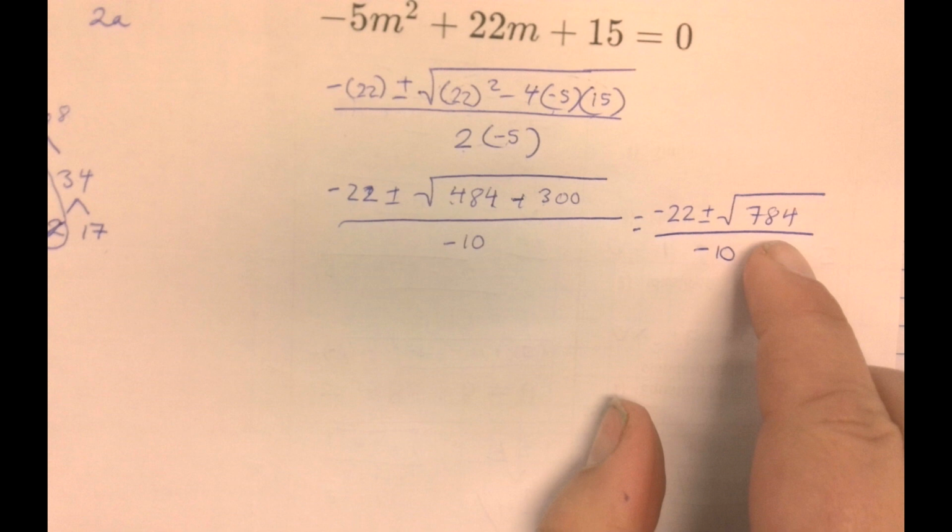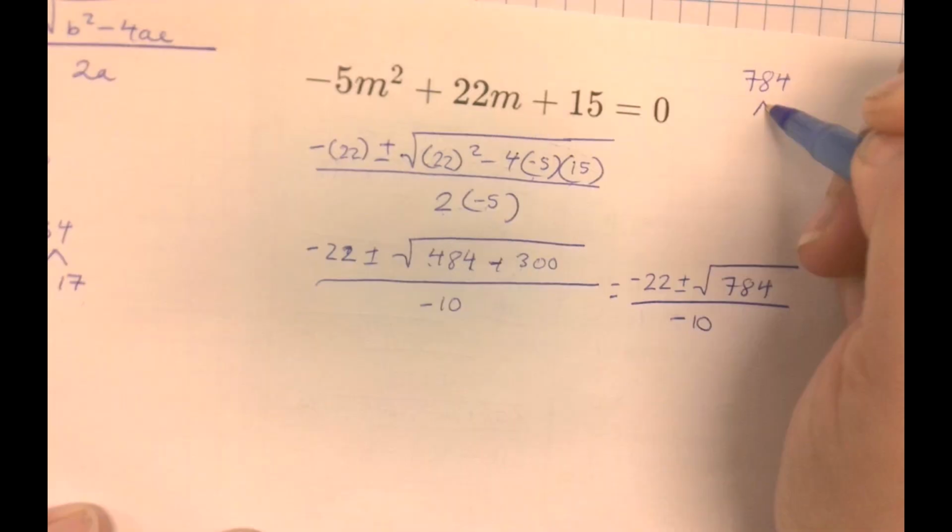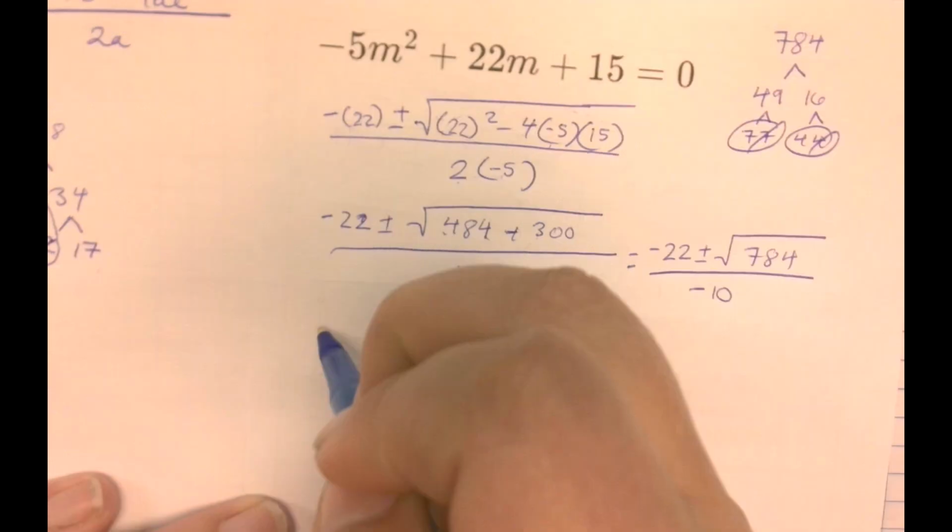The square root of this is 28. Then as 49 and 16. That breaks down as 7 and 7. That breaks down as 4 and 4.